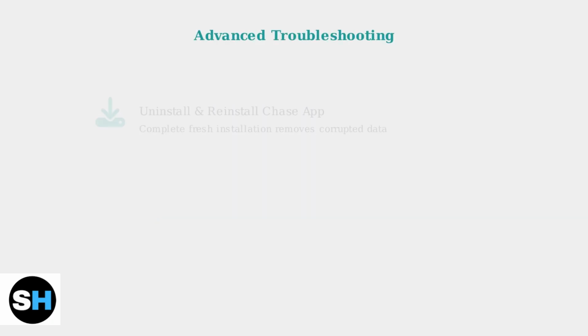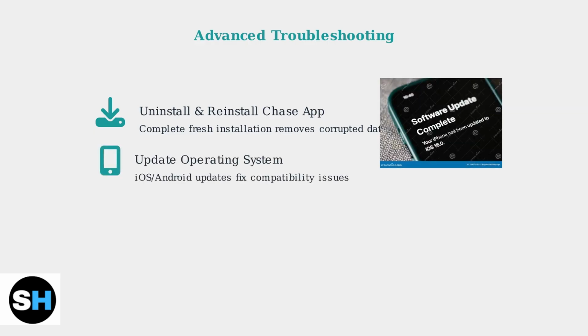When basic troubleshooting steps don't resolve your Chase app issues, it's time to try more advanced solutions. These methods can fix deeper software conflicts and compatibility problems. Keeping your phone's operating system updated is crucial for app compatibility. Both iOS and Android regularly release updates that fix bugs and improve app performance.